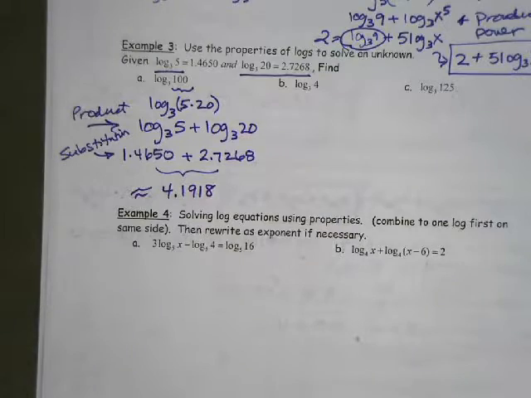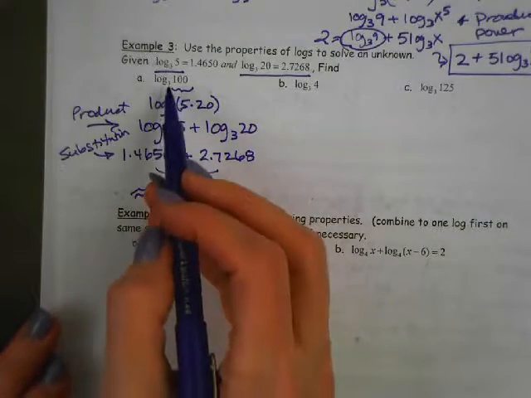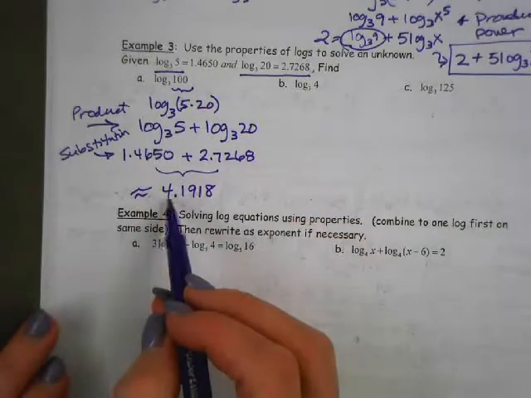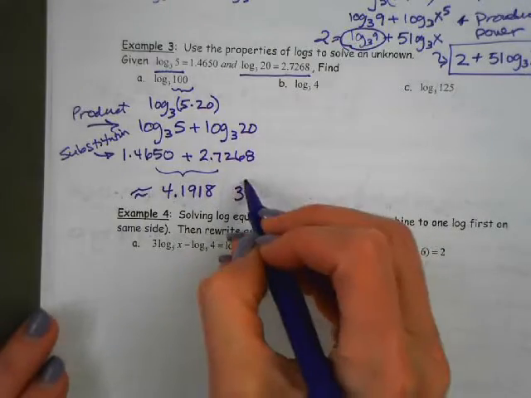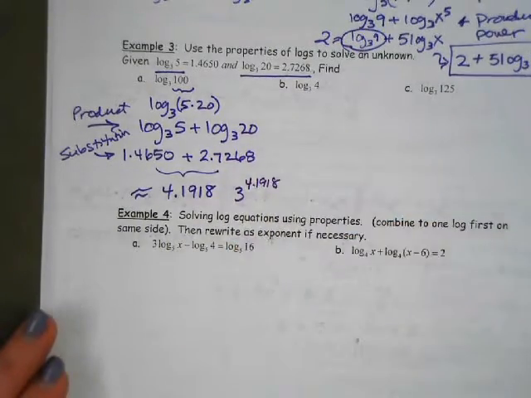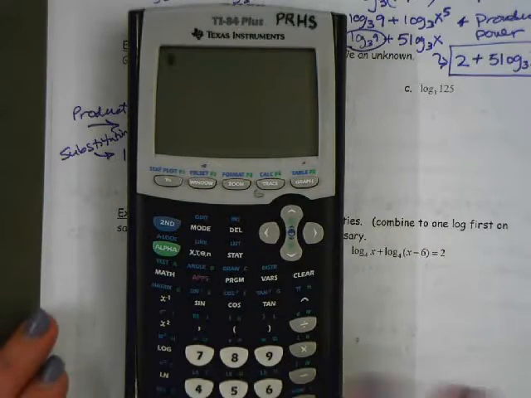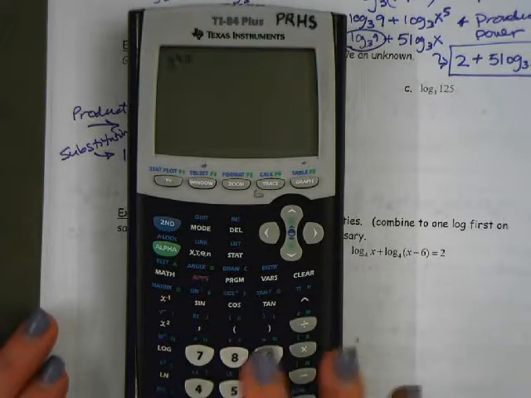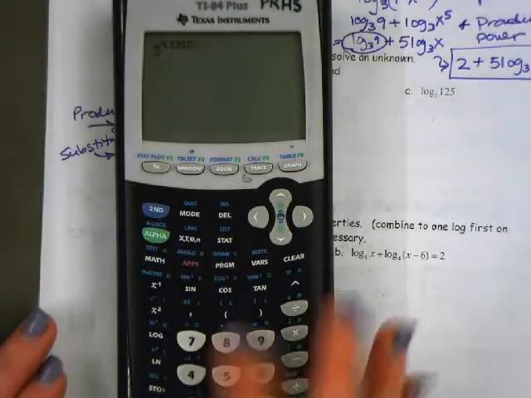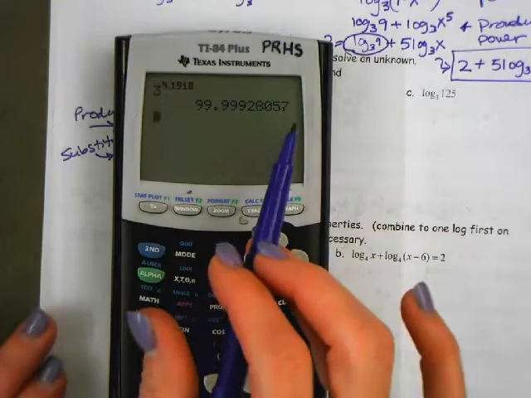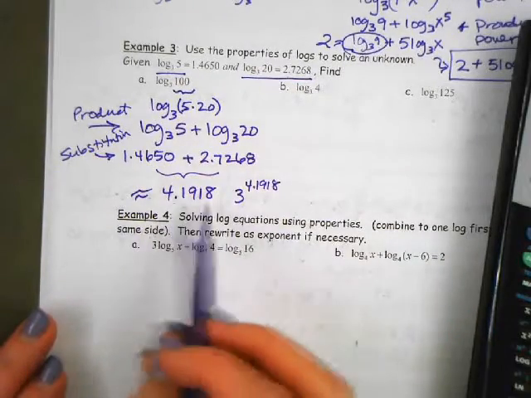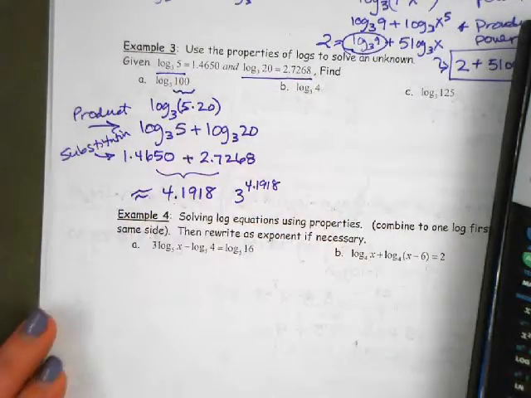So what that is saying to me is if I take 3, because that's a base of 3, and raise it to 4.1918, so 3 to the 4.1918, what do I get? I get almost 100, don't I? So you found the exponent that when you raise 3 to it, it equals 100. Isn't that exciting stuff?